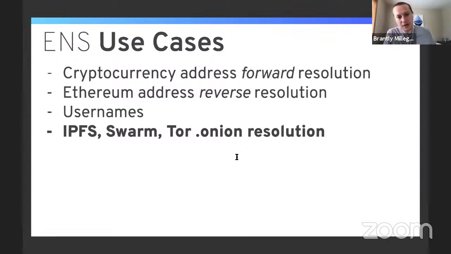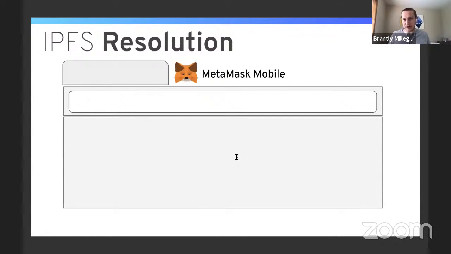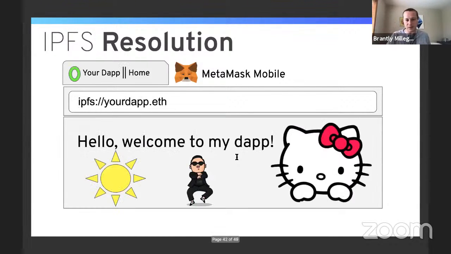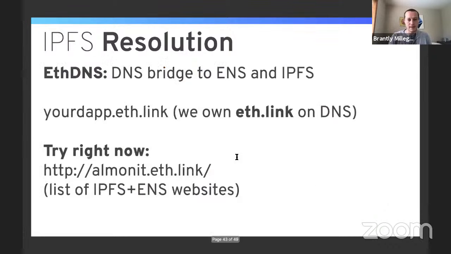Another use case, and this is entirely non-blockchain: IPFS, Swarm, Tor .onion resolution. I mentioned this earlier. So let's say you're in MetaMask Mobile. MetaMask Mobile supports this. I type in yourdapp.eth and it brings up the IPFS website. There you go. This also works in normal browsers like Chrome on desktop if you have MetaMask. This also works in Opera on Android, and Brave on desktop. This is all listed on our website, all the places where we are supported browsers.